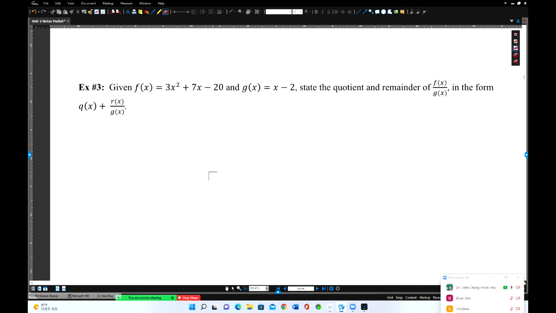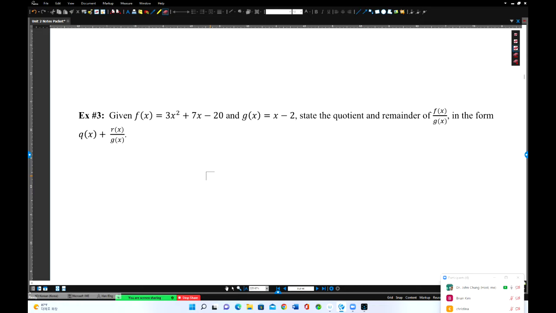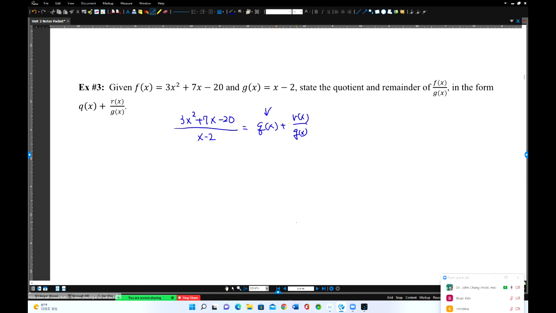The next one over here, Q(x) plus R(x), they use this one. Q(x) is the quotient, they kept the first letter. And R(x) is the remainder, and g(x) is the divisor. So we're going to divide 3x squared plus 7x minus 20, that is f(x), by x minus 2, and you get Q(x) plus R(x) over g(x). Because it is not factored, we just need long division.